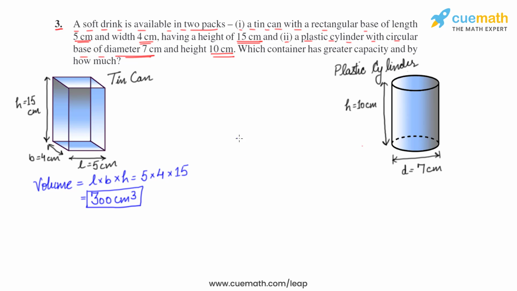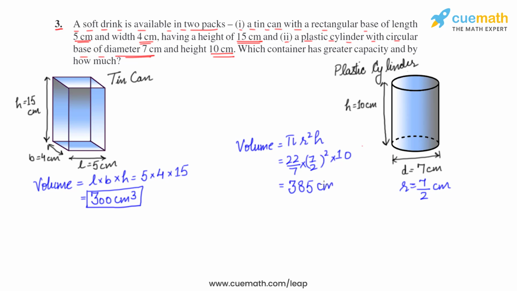Now volume of plastic cylinder will be, we know the formula for volume of a cylinder, it is pi r square h, but we do not have the radius. It means radius we have to find. So diameter is 7 centimeters, so radius will be 7 by 2 centimeters. Let's keep it in fraction for a while only. So it will be 22 by 7 into (7 by 2) whole square into height, which is 10. When you simplify this, you will get the answer as 385 cubic centimeters.